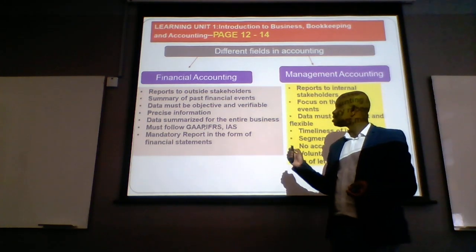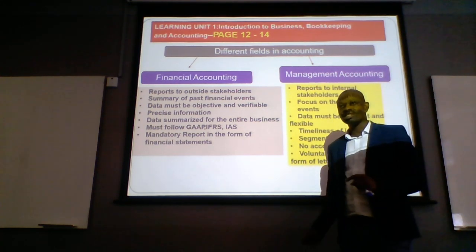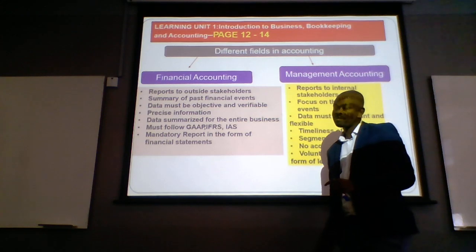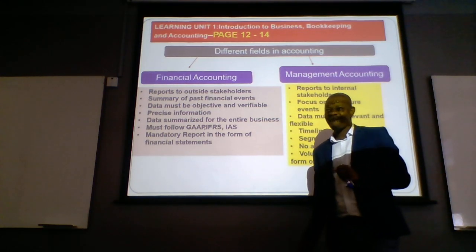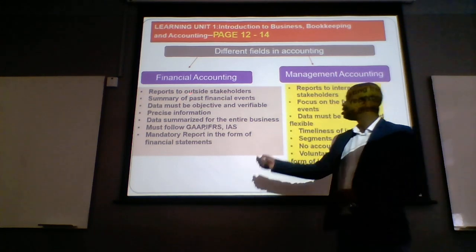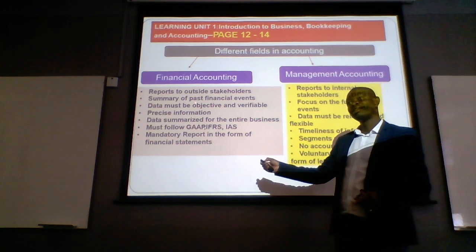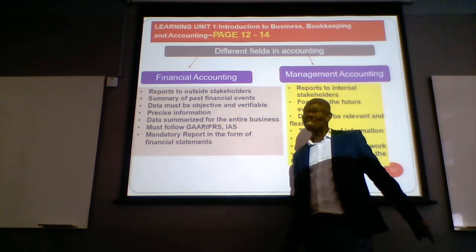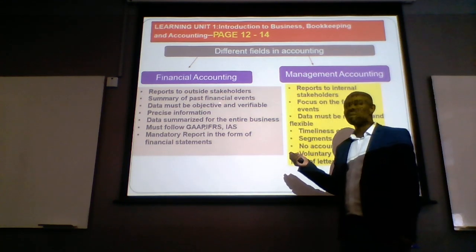Summary of the past financial events. Events are the same as transactions or activities. In accounting, we don't record something that's going to happen tomorrow. No, it happens, we record. If it happens, or it happened, it is what? The past can be 1 minute ago. I buy first before I record. That's why we say summary of the past.